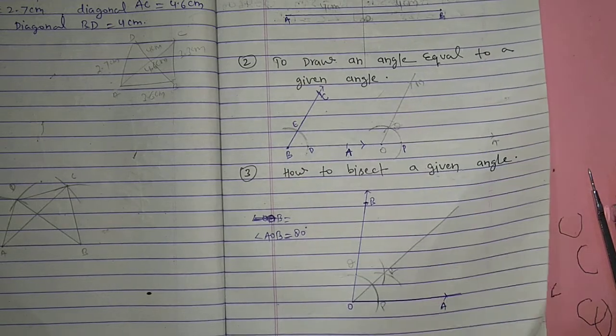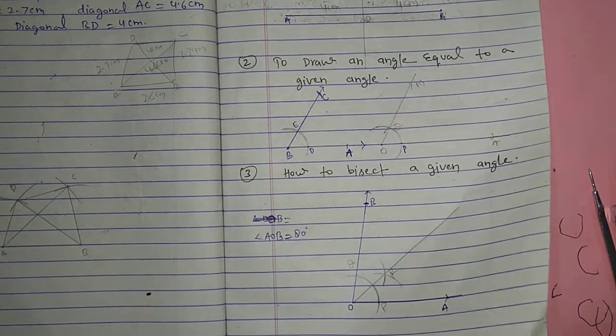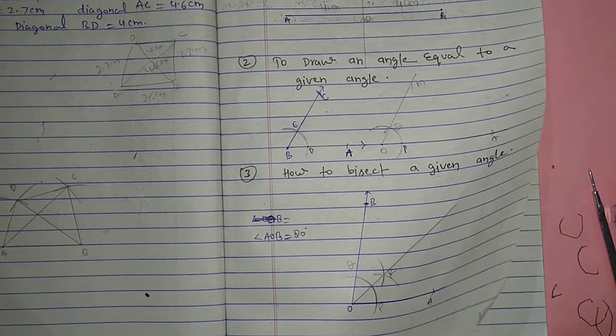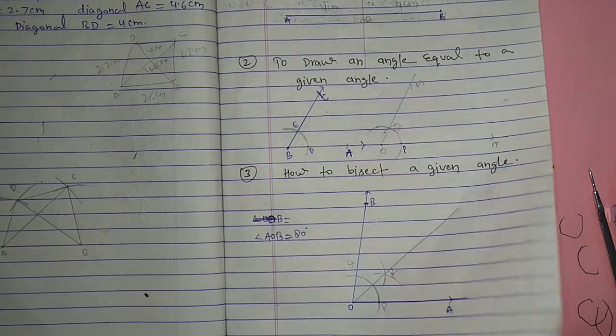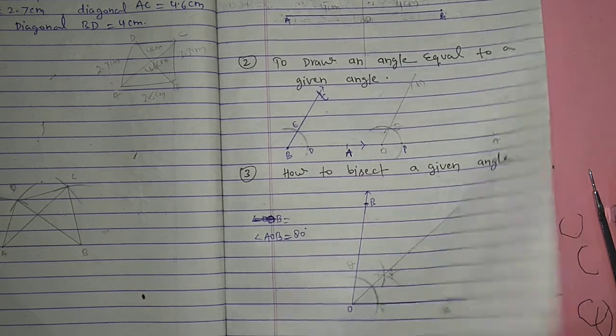I hope that all of you understand how to draw the perpendicular bisector, an angle equal to the given angle, and the angle bisector. If you face any problem, you can ask in the group.